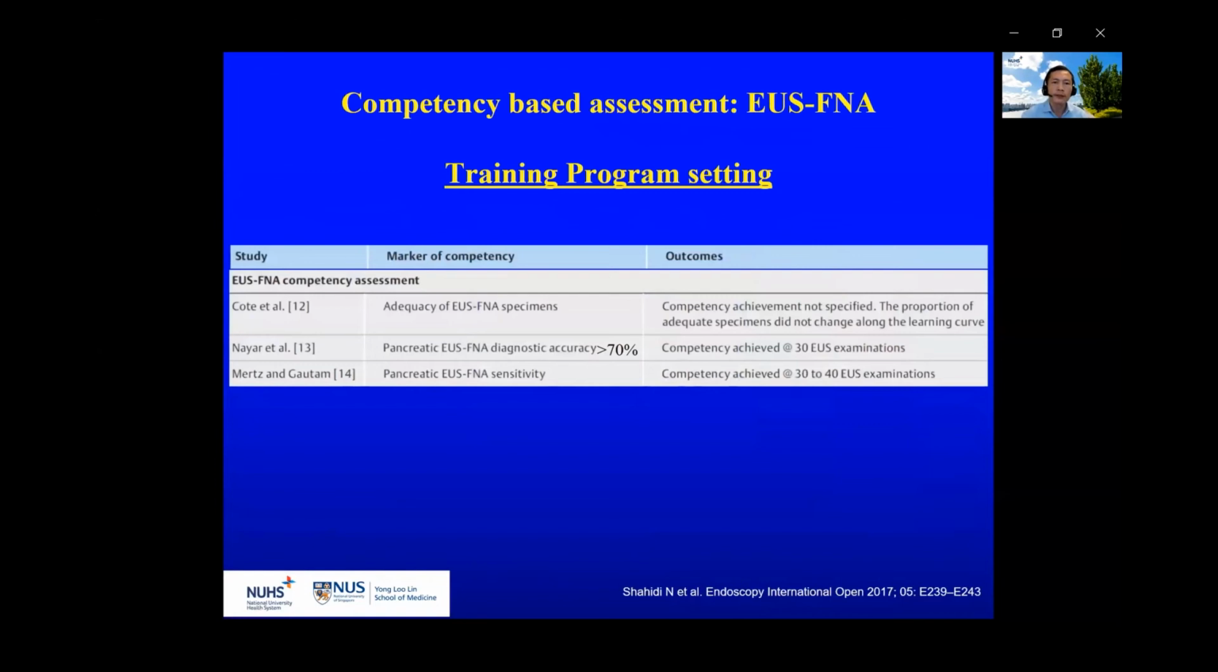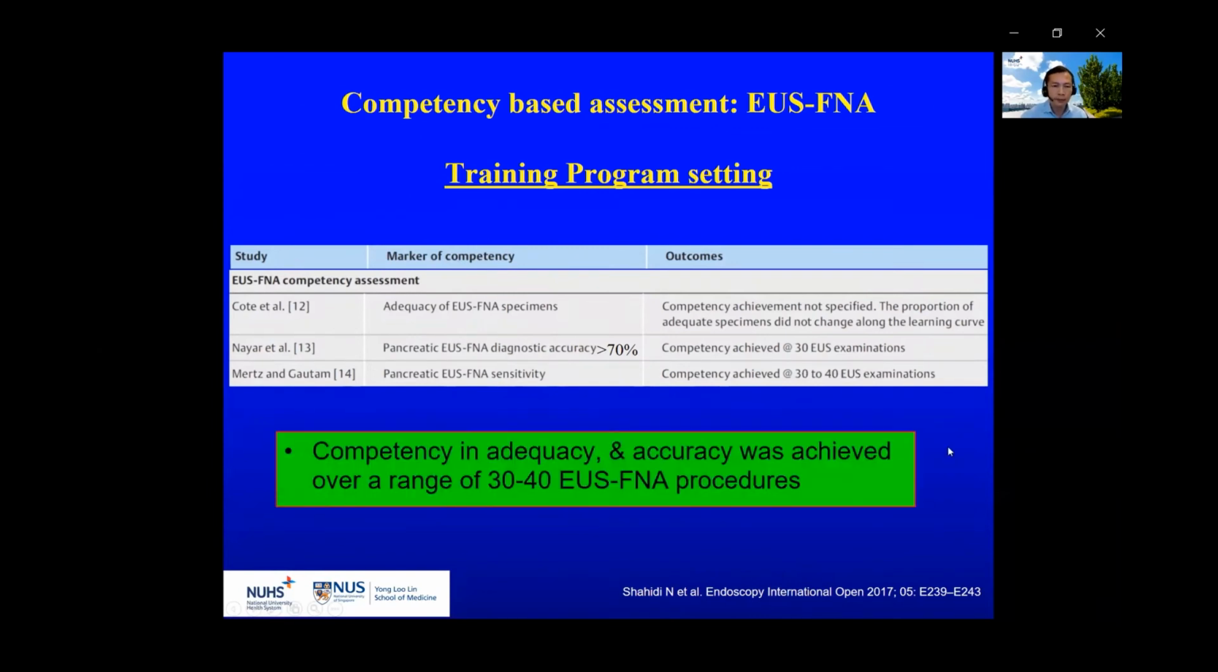So in terms of training program setting, again, the FNA was also assessed by 3 different groups, and they defined markers of competency as either adequacy of the specimens or the diagnostic accuracy or sensitivity of the FNA. So they also showed that competency in the adequacy of specimen and accuracy of FNA was achieved over a range of something like 30 to 40 FNA procedures.